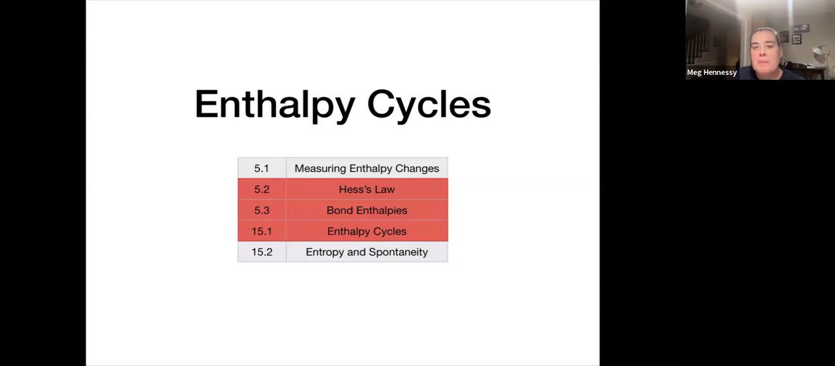Hi, everyone. Today we're going to talk about enthalpy cycles, and especially we're going to be looking at these middle three things I put in red. We're going to be looking at Hess's law, bond enthalpies, and enthalpy cycles.